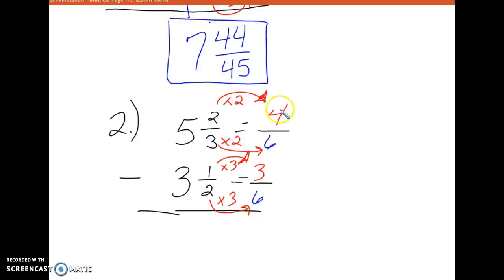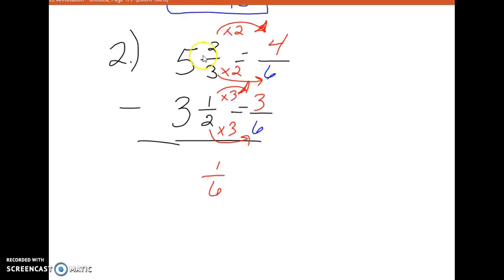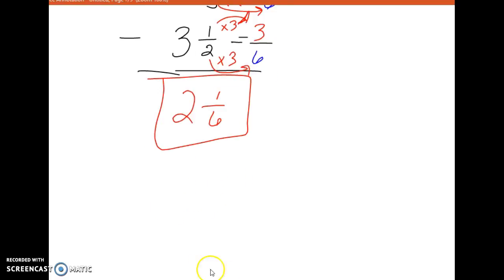Good. So let's subtract. 4/6 minus 3/6 to get 1/6 is correct. And we must never forget the whole numbers. 5 minus 3, 2. Your answer was 2 1/6. Easy peasy? Good.